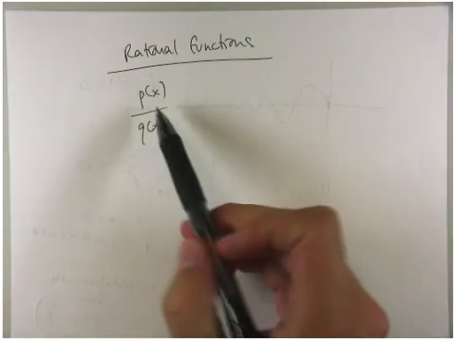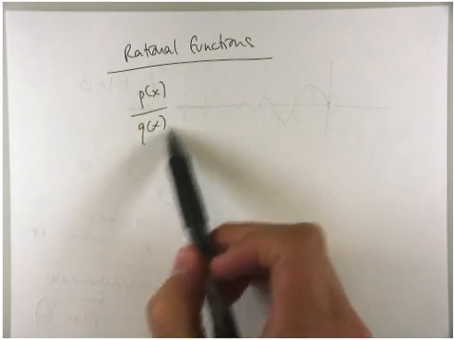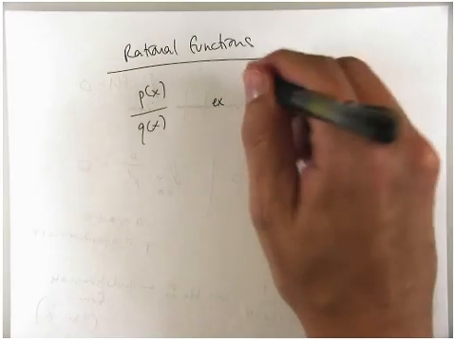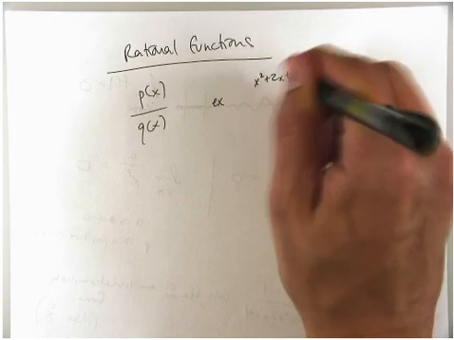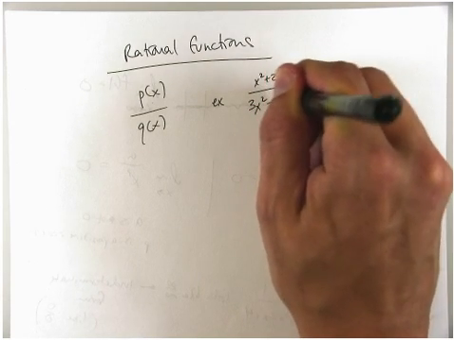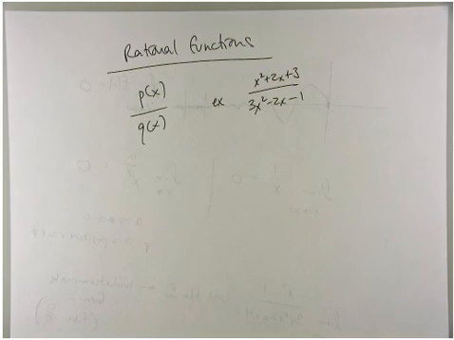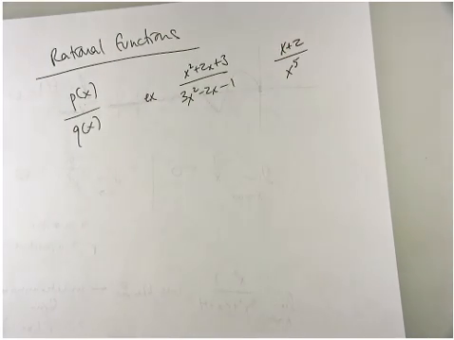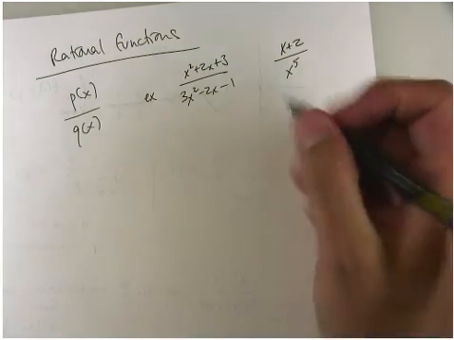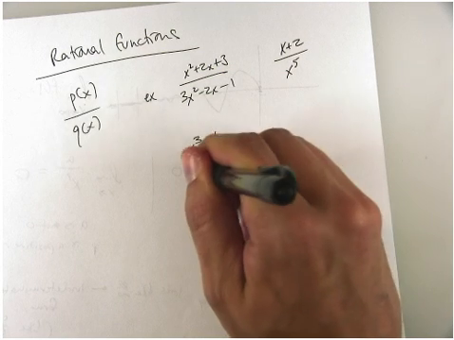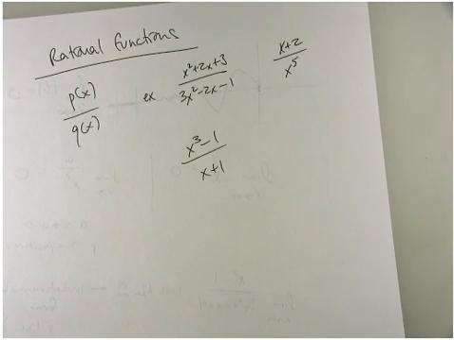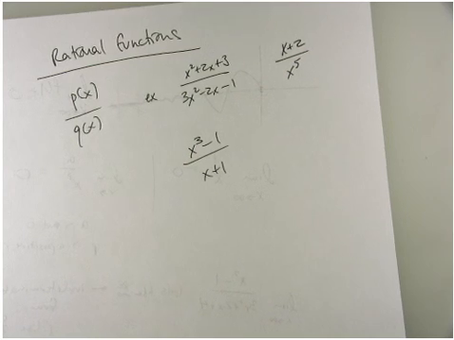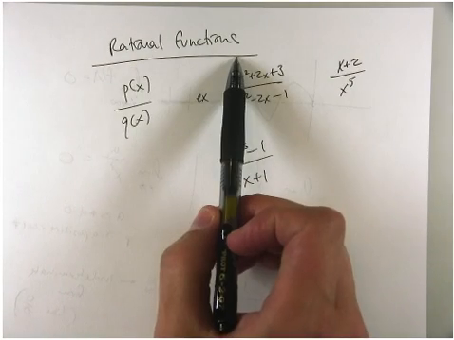Rational functions, they look like some polynomial divided by another polynomial. X squared plus 2x plus 3 divided by 3x squared minus 2x minus 1. Or x plus 2 divided by x to the 5th. Or x cubed minus 1 divided by x plus 1. A polynomial divided by another polynomial. That's what we mean by a rational function.